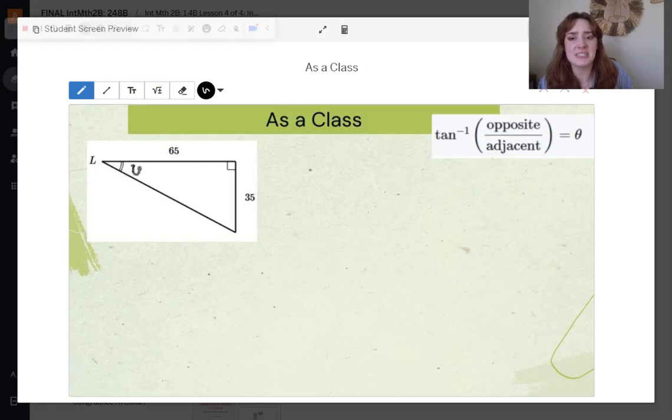I'm going to label it as theta because we need it to have a label. I don't like leaving it as a question mark. So it's some unknown. We'll say theta. And we know we're going to use trig ratios. Let's write out SOHCAHTOA.